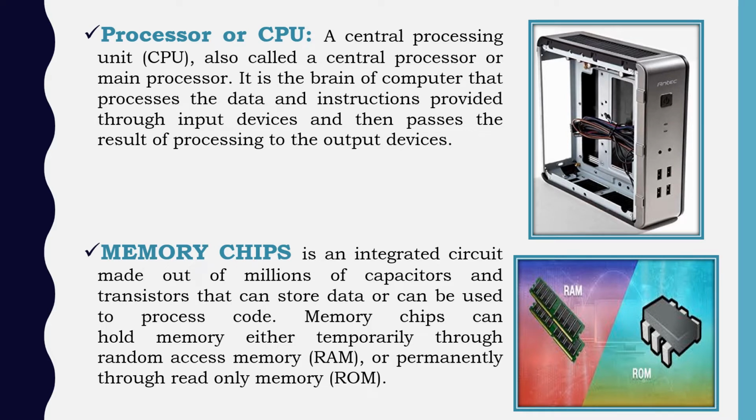The third component is the CPU. CPU stands for Central Processing Unit. It is the brain of a computer system. It is present on the motherboard. Whatever instructions we give through the input devices are processed by the CPU, and the processed data, as a result, is sent to the output devices.